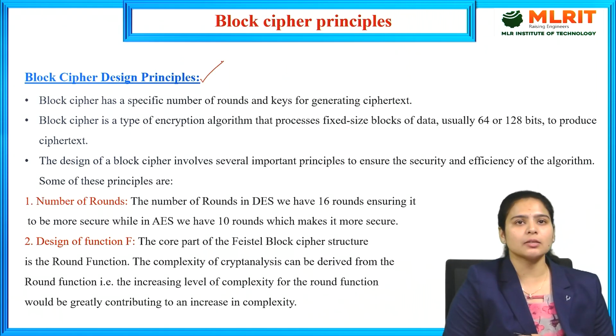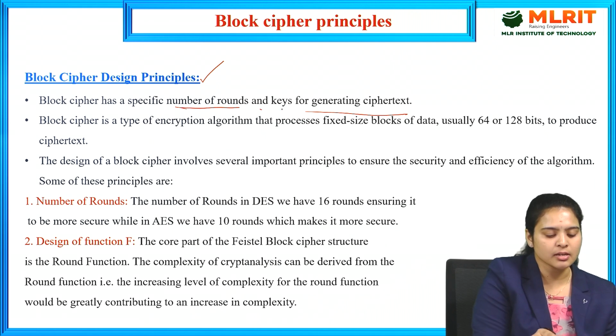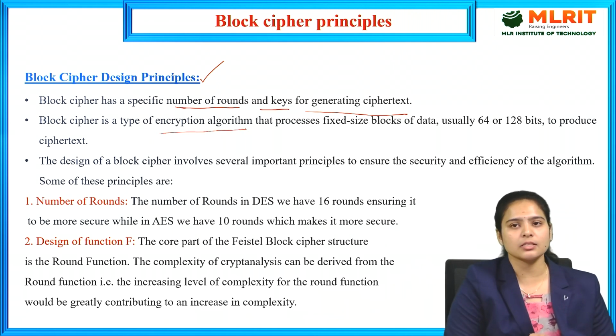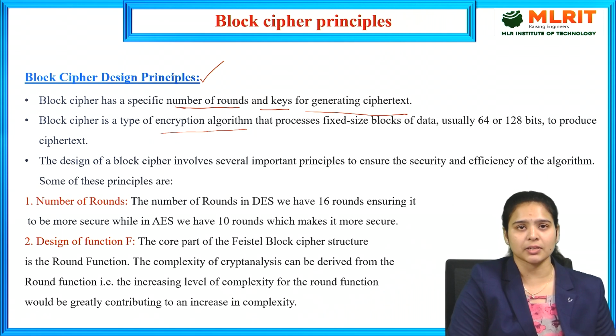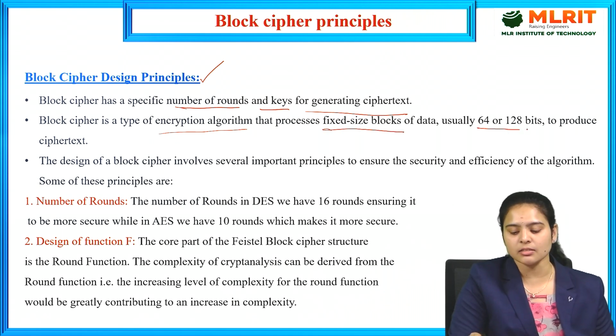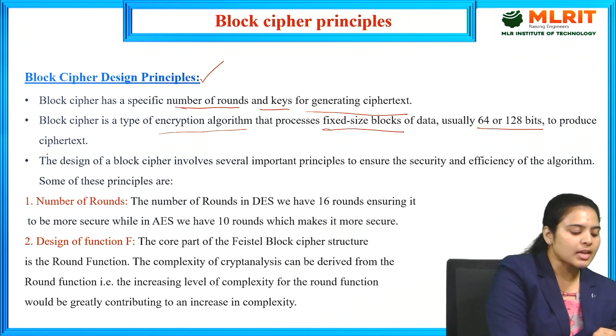So basically the block cipher mainly consists of a specific number of rounds and keys. Means for generating ciphertext, we are producing a number of rounds and keys. So it is an encryption algorithm. Encryption is nothing but converting plain text into ciphertext. It contains fixed sized blocks of data. Usually it takes 64 bits or 128 bits to produce the ciphertext.